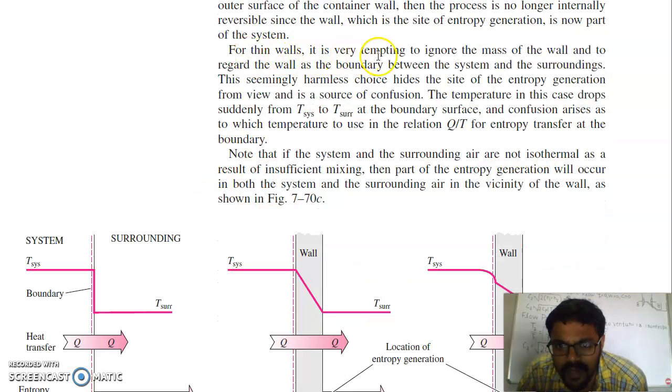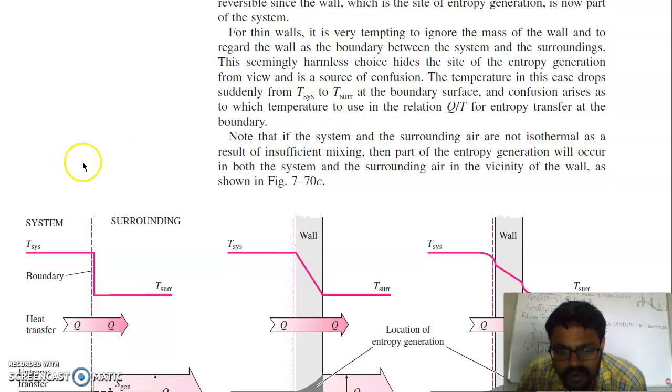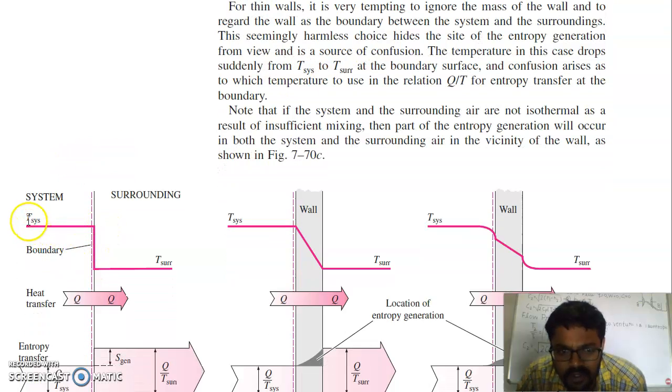For a thin wall, it is very tempting to ignore the mass of the wall and to regard the wall as the boundary between the system and surrounding. This seemingly harmless choice hides the site of entropy generation. Means if we ignore the wall, we don't know where entropy is actually generated, and this is a source of confusion also. The temperature in this case drops suddenly from T system to surrounding. You can say if you ignore the wall, the temperature from system to surrounding drops suddenly at the boundary surface, and confusion arises as to which temperature to use in Q by T for entropy transfer at the boundary.